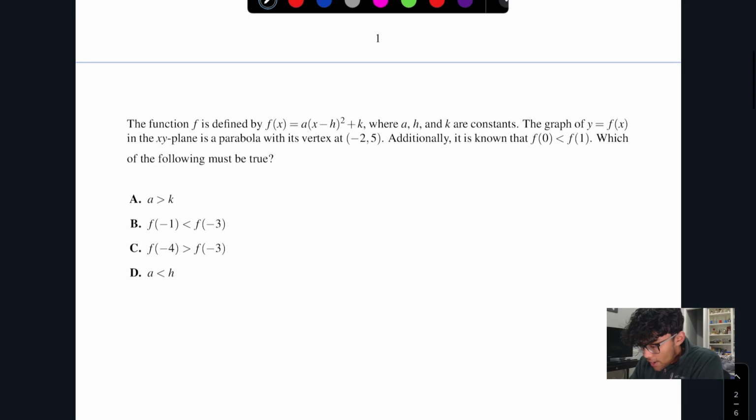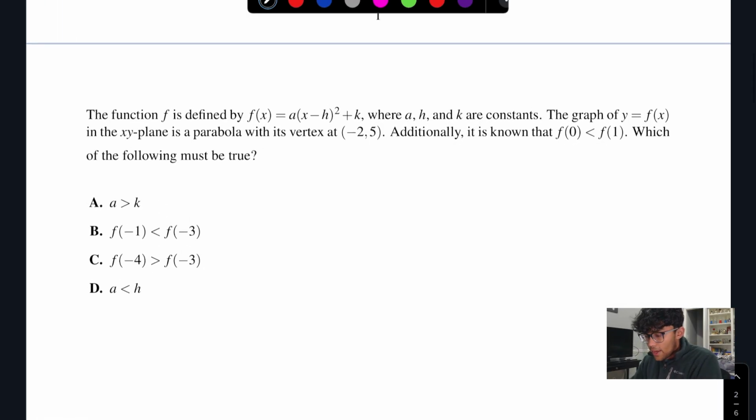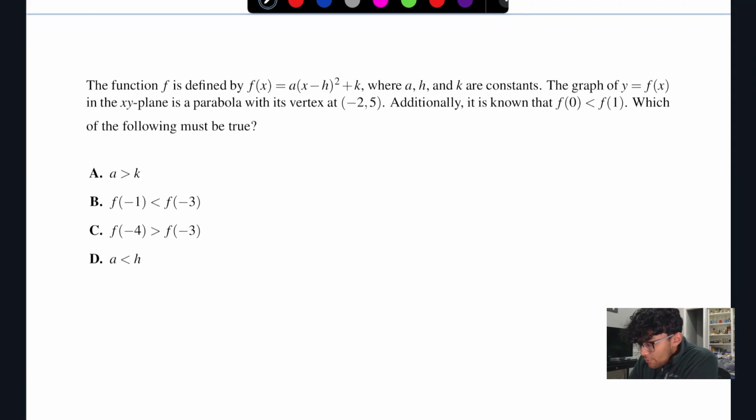So the function f of x is defined by f of x equals a(x minus h) squared plus k. Okay, so this is our vertex form right here, where a, h, and k are constants. That makes sense. The graph of y equals f of x in the xy plane is a parabola with its vertex at negative 2, 5. Additionally, it's known that f of 0 is less than f of 1. Which of the following must be true?